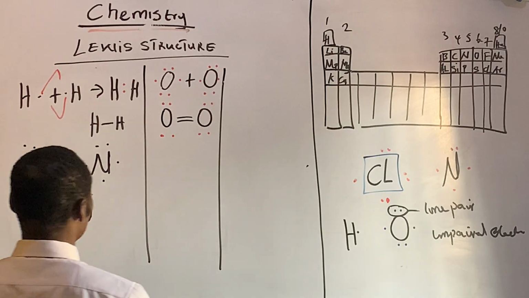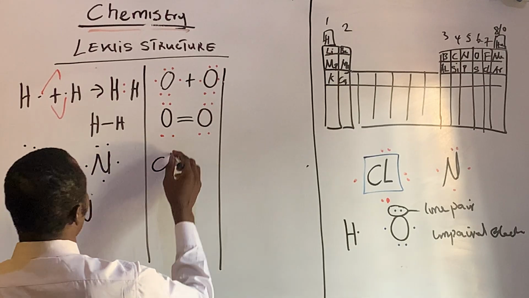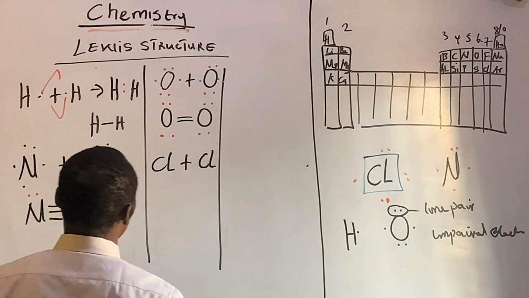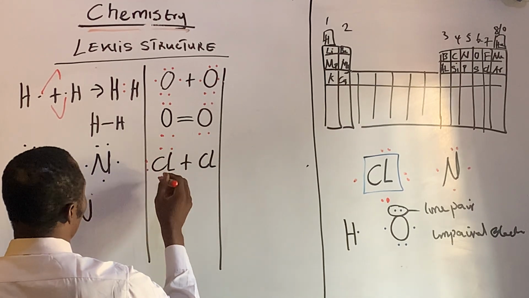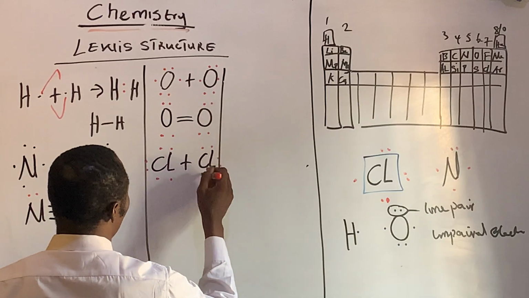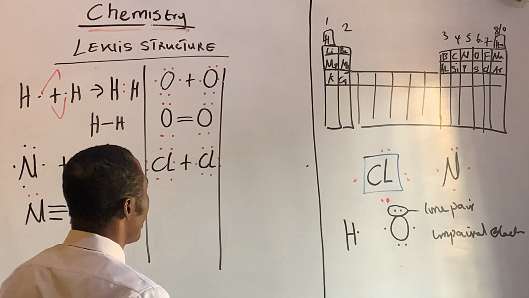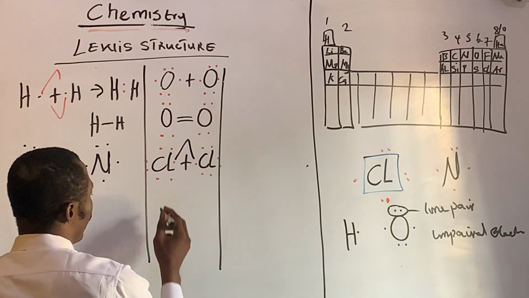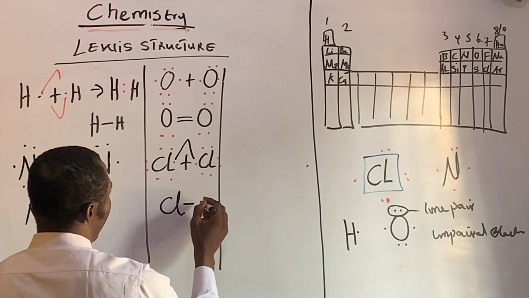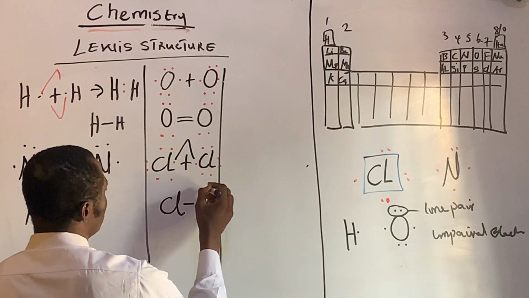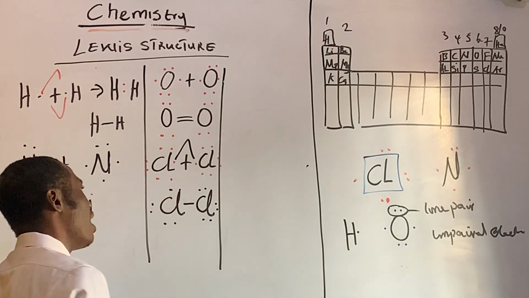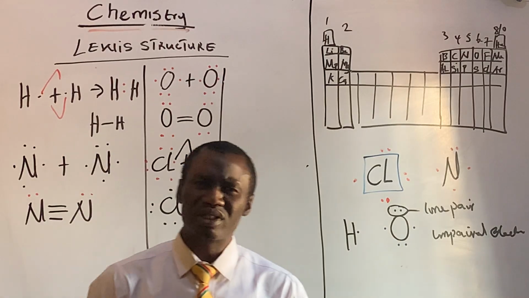Can we pick up chlorine? So we have chlorine, with 1, 2, 3, 4, 5, 6 electrons, and another chlorine with 1, 2, 3, 4, 5, 6. We have 1 unpaired electron here and 1 here, so these electrons are going to be shared. This is the Lewis structure for chlorine. At this junction, I hope you understand what we're doing.